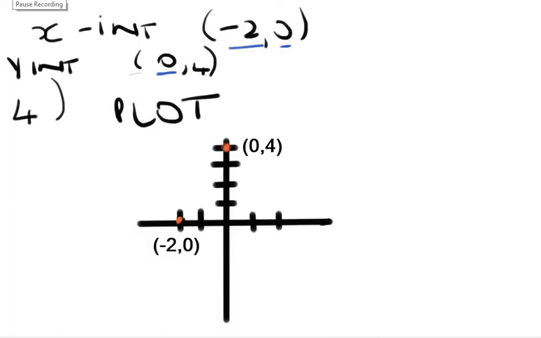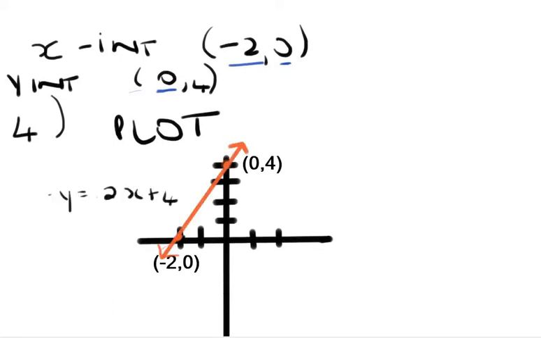So now we plot those points, negative 2 and 0, and 0 and 4. And what we do then is we connect those points. So there we've connected those points, and the equation of the line is y = 2x + 4. So now you know how to plot one of the straight line graphs.